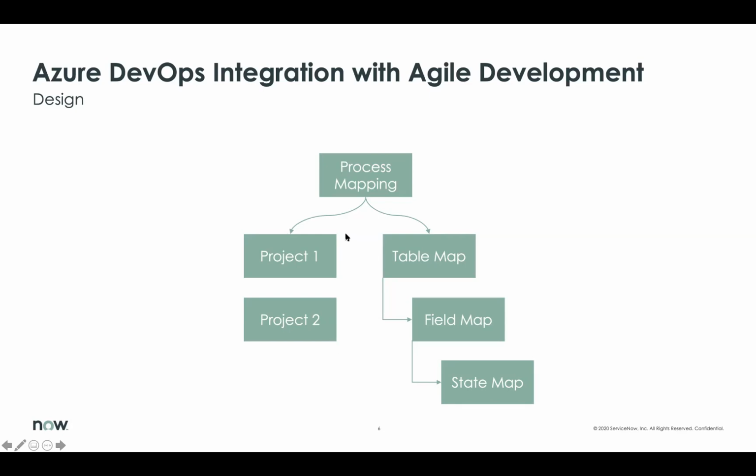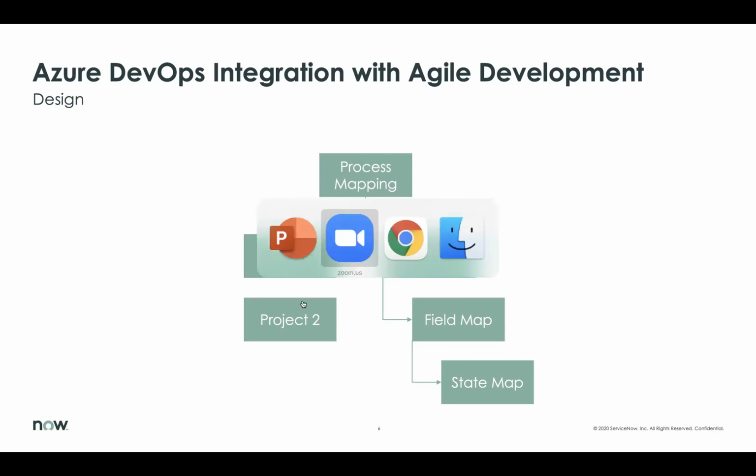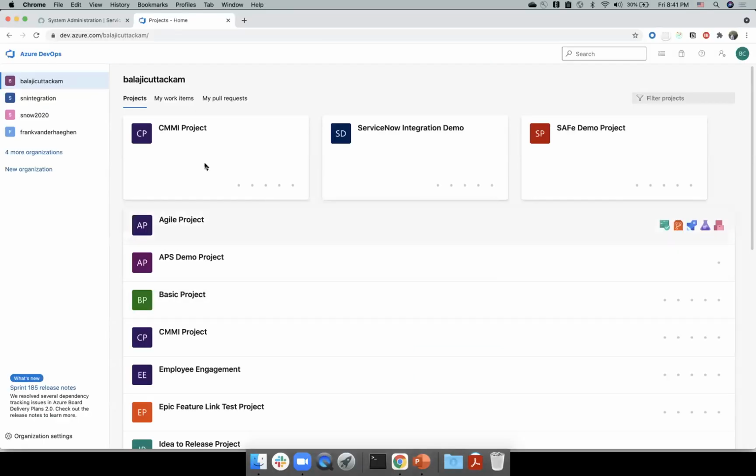All right. And then when we import the projects from Azure DevOps, we associate these projects with the corresponding process mapping, so that when we import the work items, we know exactly what work item type goes into what table in ServiceNow, and the field mapping and the state mapping and so on. So we will see more on this in the product demo. So I'm going to switch over to the demo.